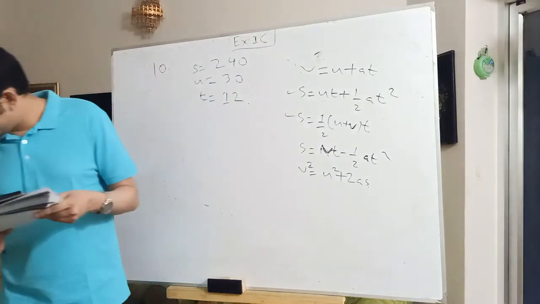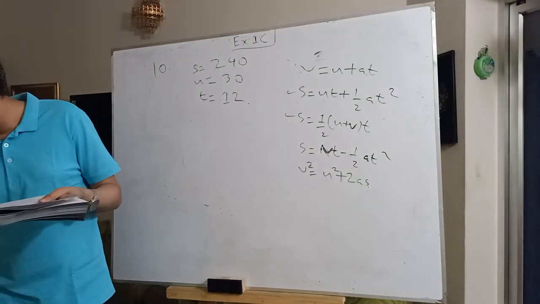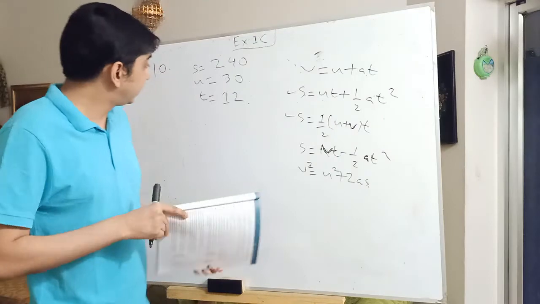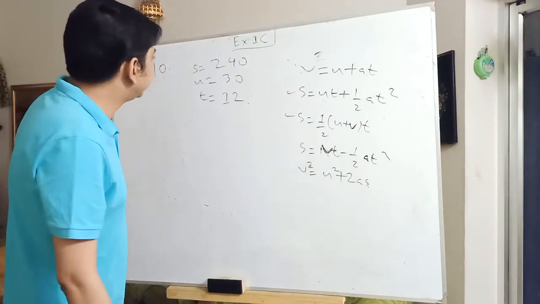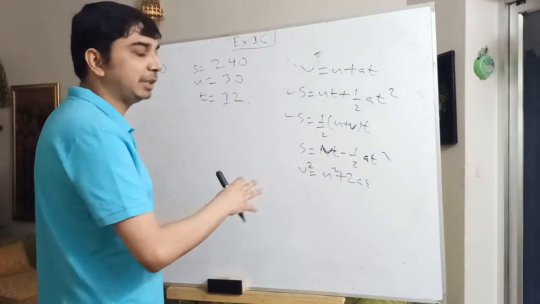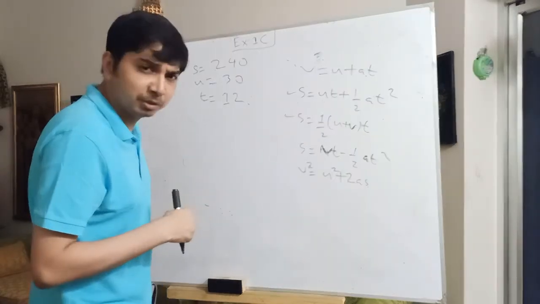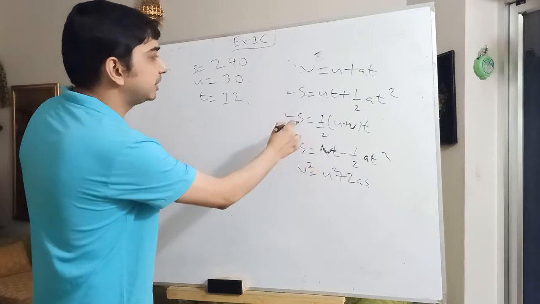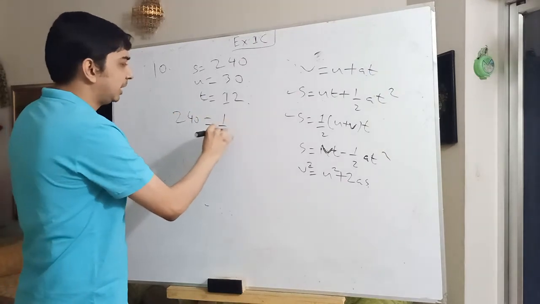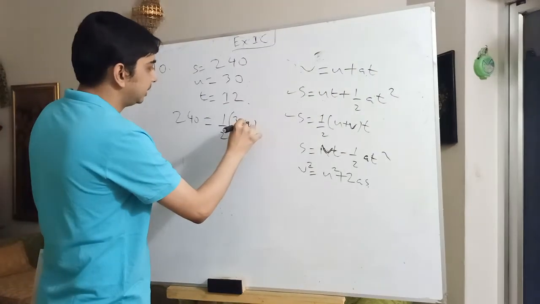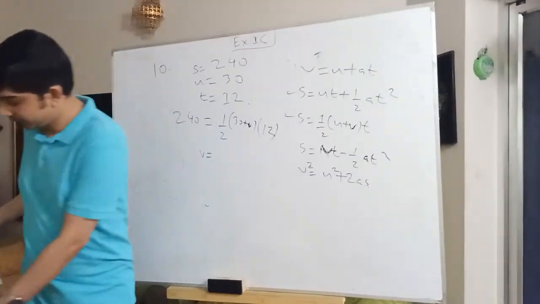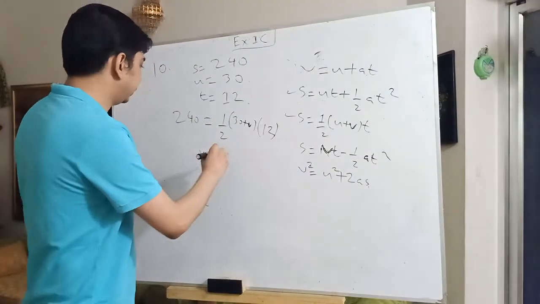Okay, so basically you have to find the final velocity. You have a bunch of formulas, you can use any one of them. One thing is that your acceleration is not given. So naturally, we will not use the formula which has acceleration. Acceleration is not given, and also you don't have to find it. So which formula works best? This formula. There is no acceleration term here. So use this one. S is equal to 240, half into u plus v, that is 30 plus v, into time 12. So the value of v, you actually get it as equal to 10.